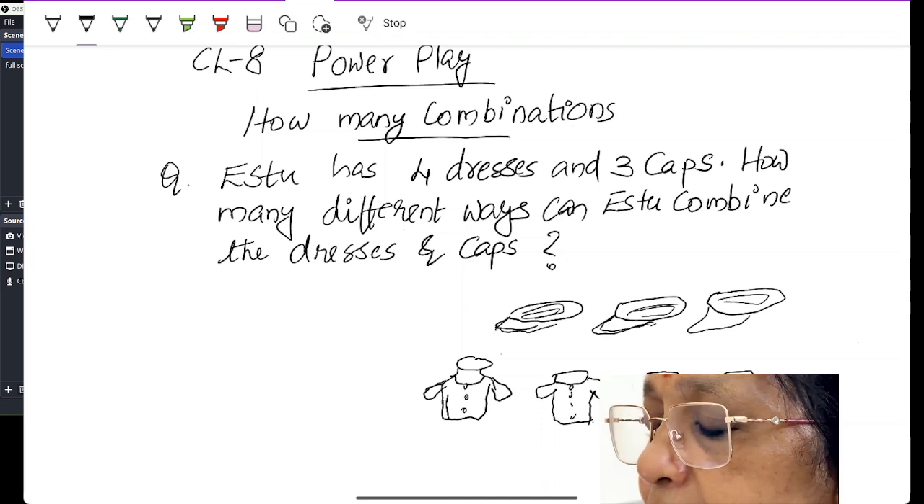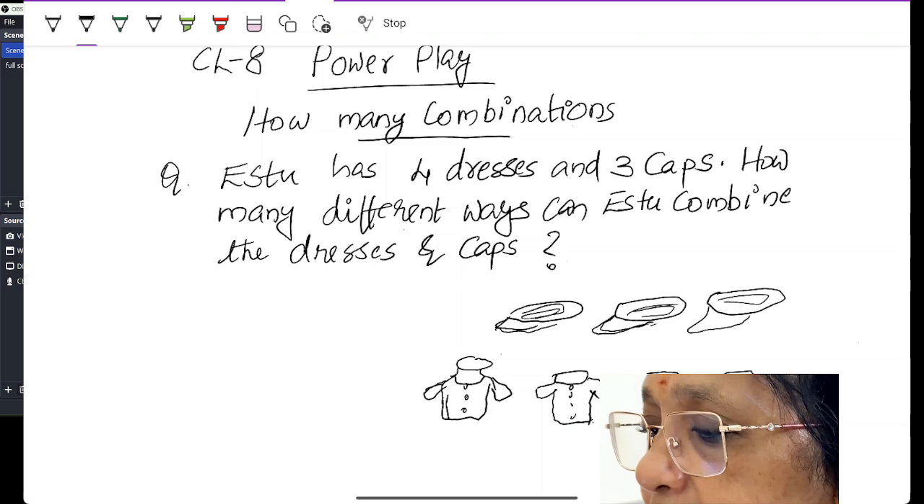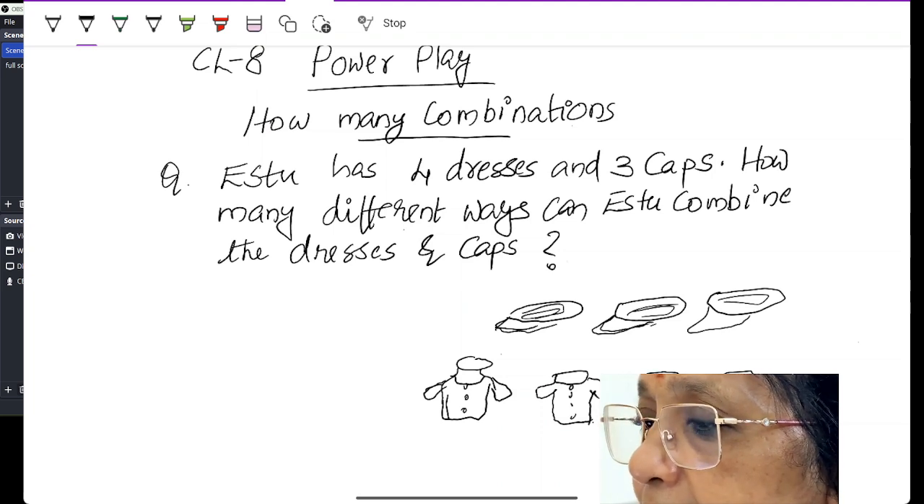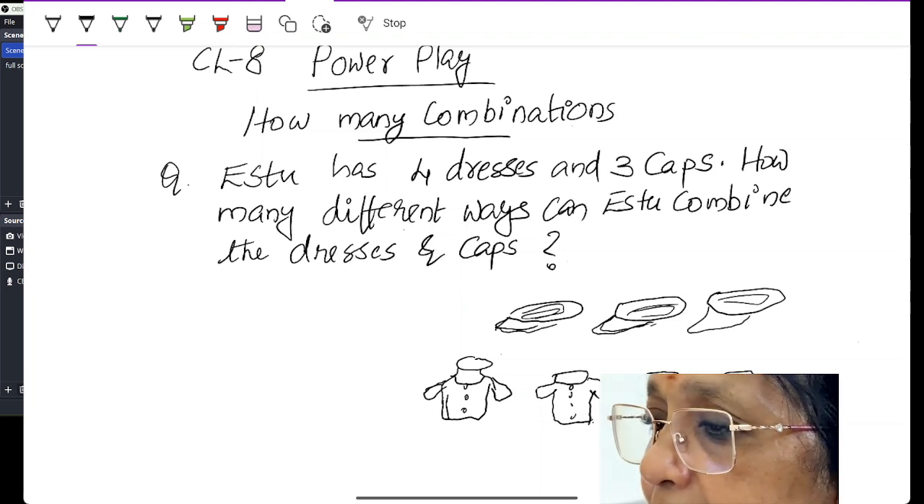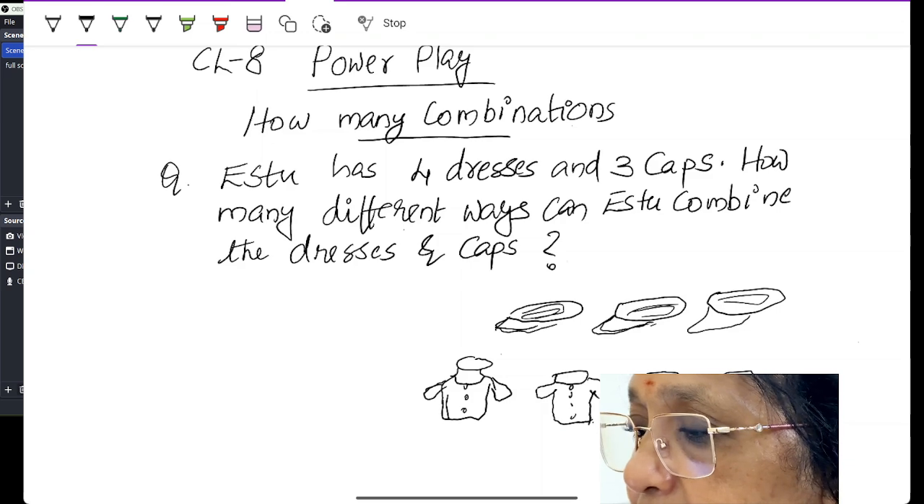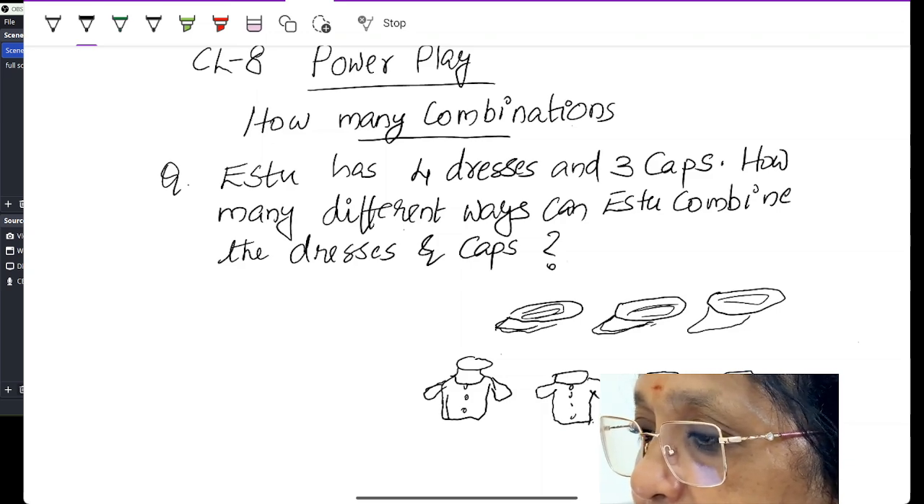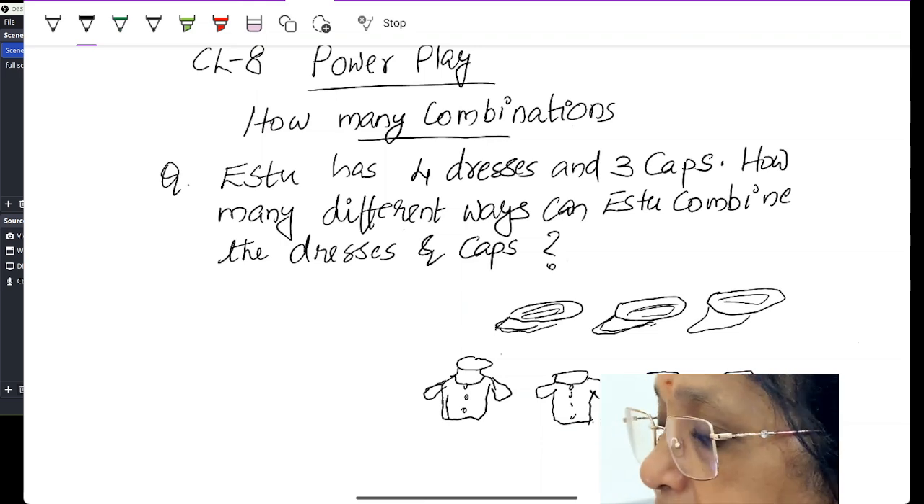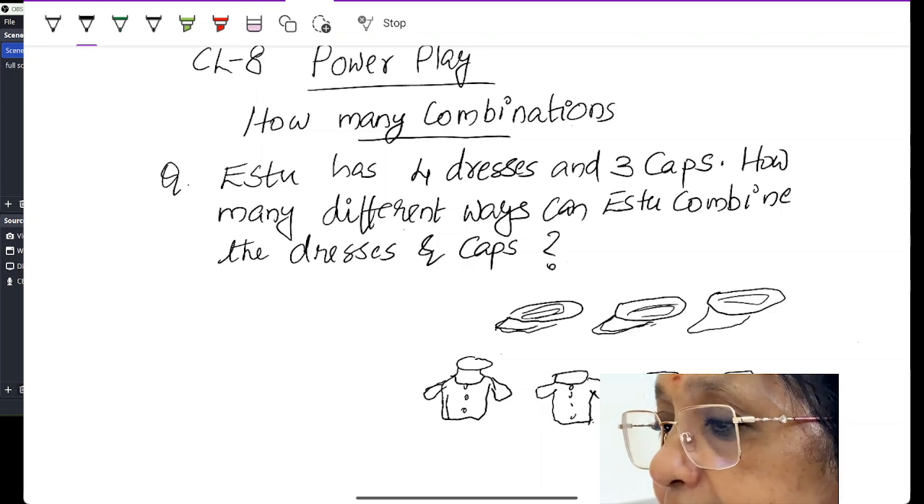Now, one interesting question. A boy has 4 dresses and 3 caps. In how many ways can he combine them? With one shirt he has to take a cap, from the 3 caps and 4 dresses. How many ways can he wear it?